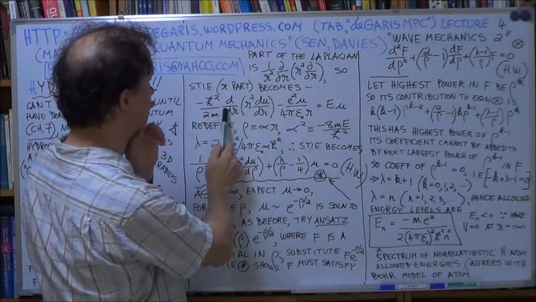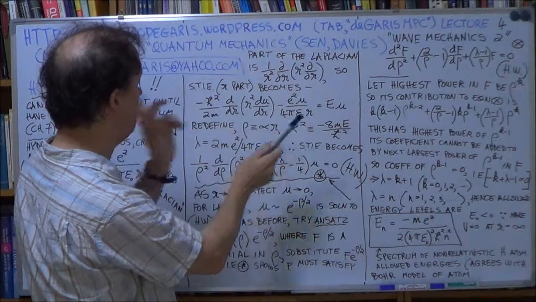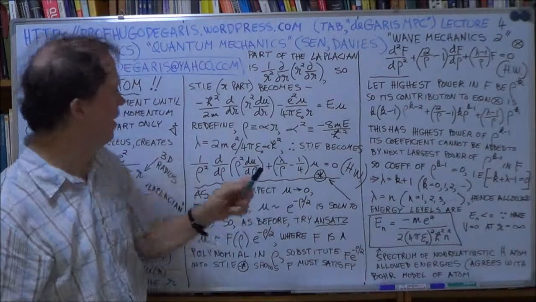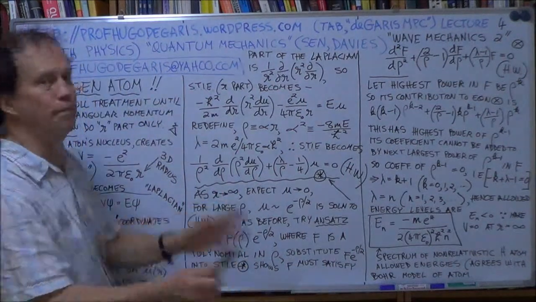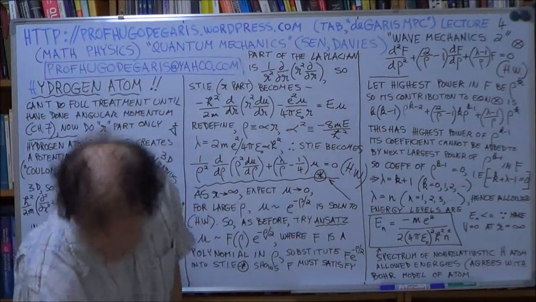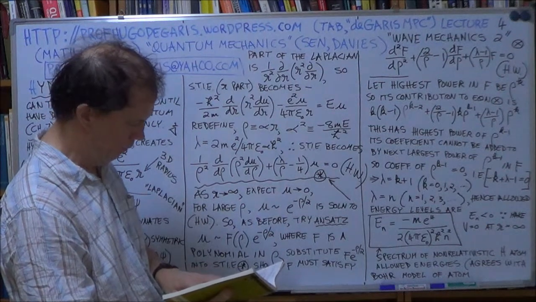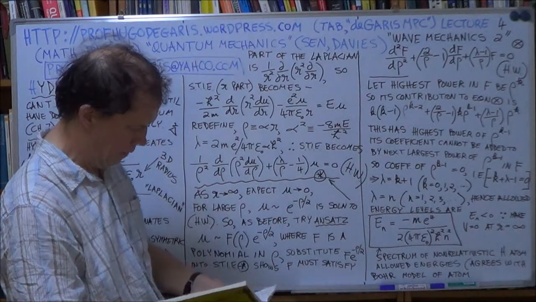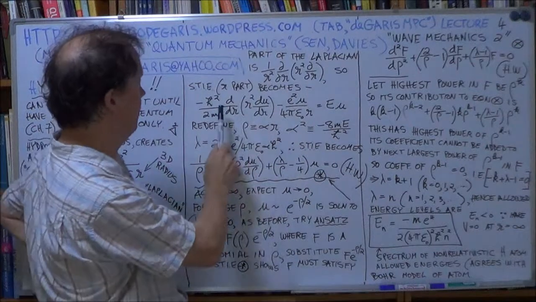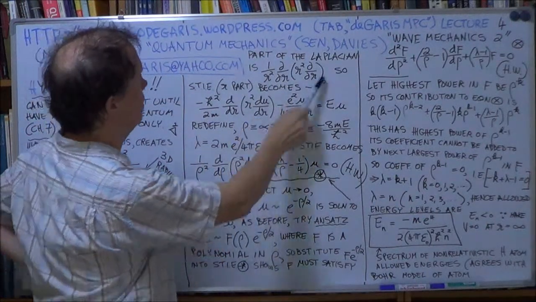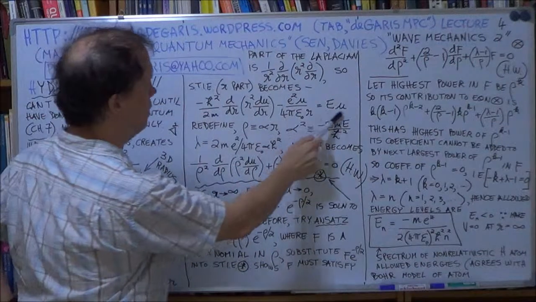What happened to the R squared? Oh, well, I'm a little confused. It seems to be missing an R squared here. Well, okay, let me just check I haven't made a mistake. No, that's what it is. So the Schrödinger equation, you just have to accept it then, I guess. The Schrödinger equation, with the R part of the Laplacian, takes this form.